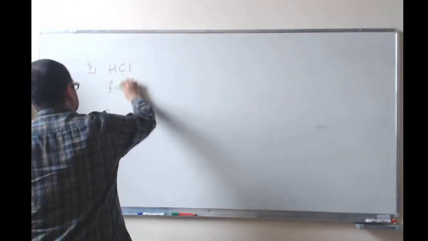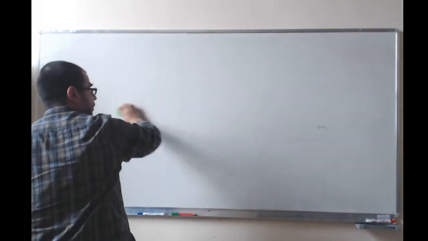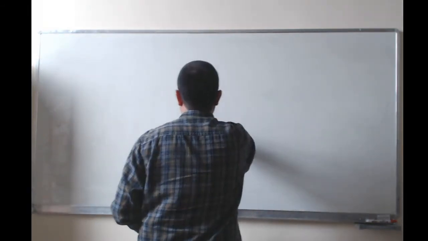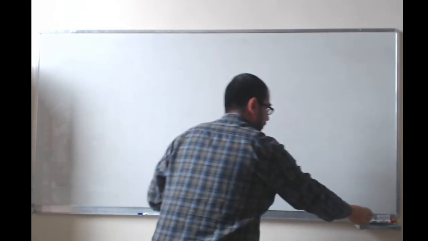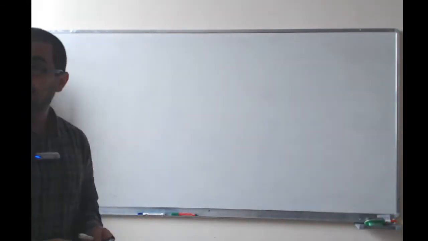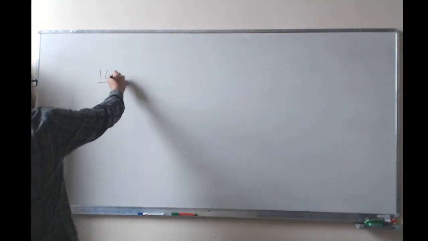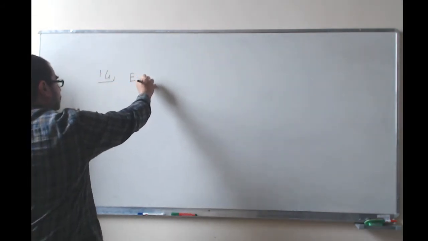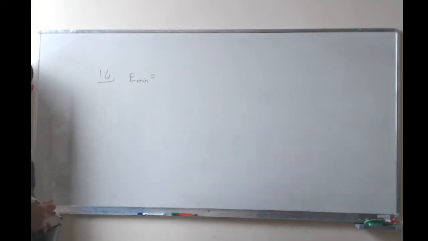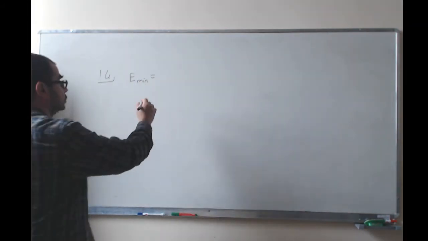Now again, this is an application of the idea of the relationship between frequency and the energy, this time for photons. So this is problem number 14. The threshold energy is given as 10 to minus 18 joules.